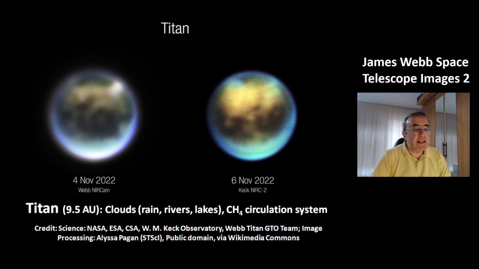This is a picture of Saturn's moon Titan, which is the biggest moon of Saturn and the second biggest moon in the solar system. It shows you the changes in the clouds over a period of 2 days. Titan has a dense atmosphere and clouds and rains. It has rain and rivers and lakes, but not of water, but methane, CH4. This moon has a circulation system comparable to that of Earth, but just with methane instead of water.